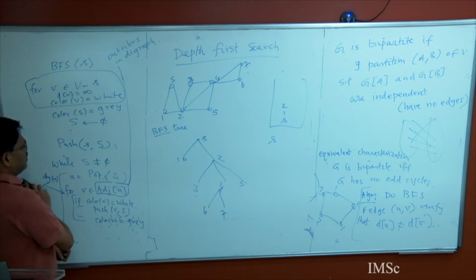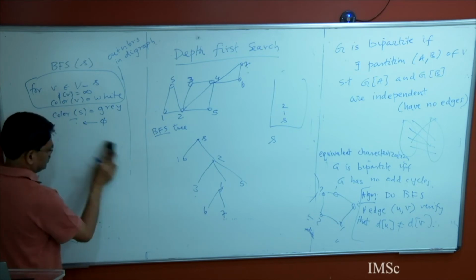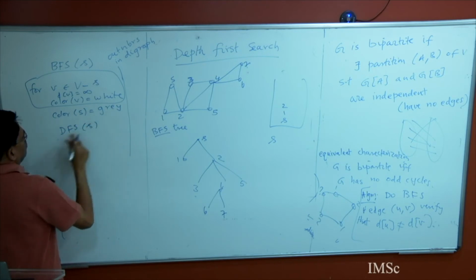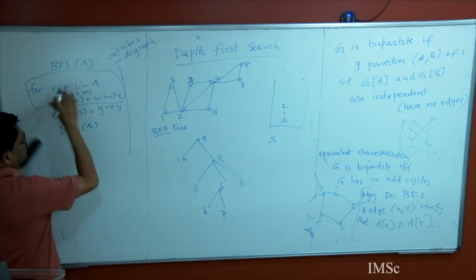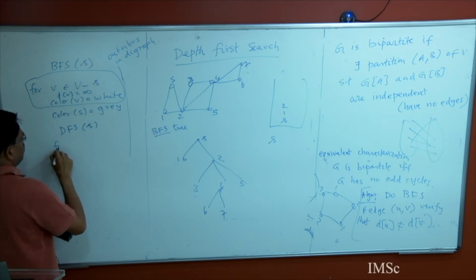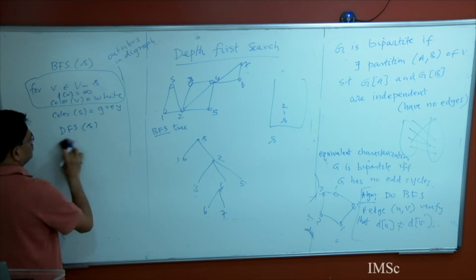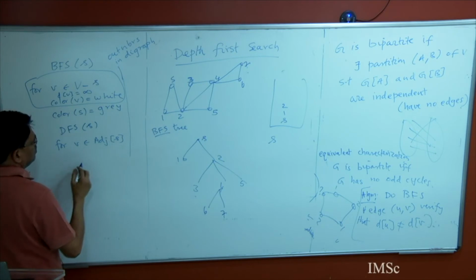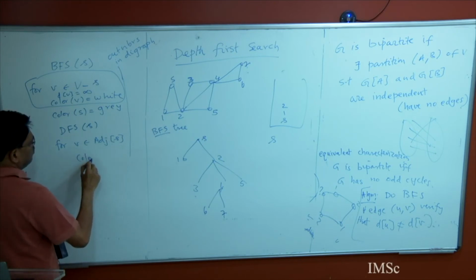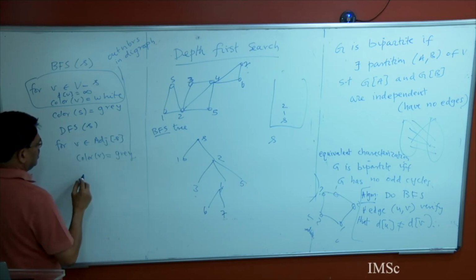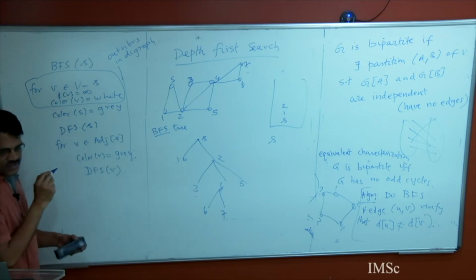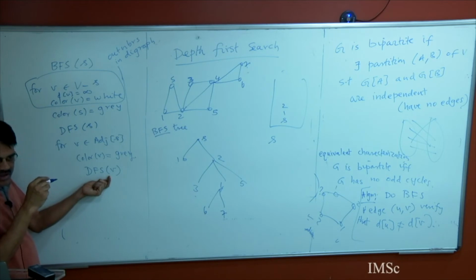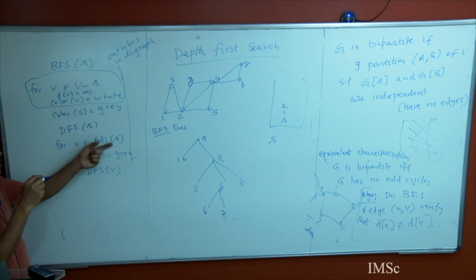So what I will do is, DFS S. So everybody is colored white, S is colored gray. For V in adjacent S, I'm going to say color of V is gray and DFS V. Okay, it's a recursive algorithm, right? Color it V and explore V. I pick the first vertex, color it gray and just go explore V recursively, right? Finish all that and come back, pick the next vertex and keep doing it.